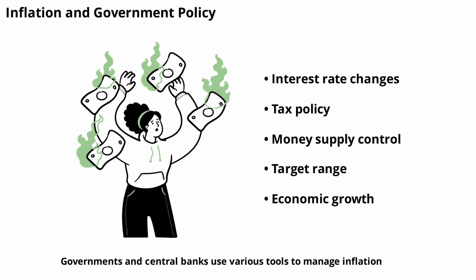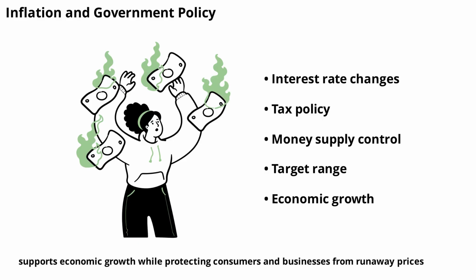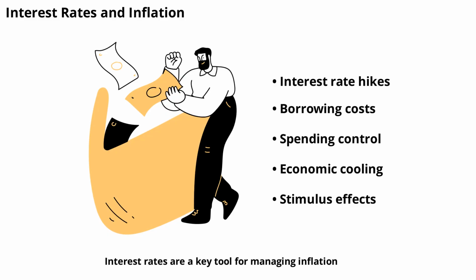Governments and central banks use various tools to manage inflation. These include adjusting interest rates, changing tax policies, and controlling the money supply. The goal is to keep inflation within a target range that supports economic growth while protecting consumers and businesses from runaway prices. Interest rates are a key tool for managing inflation.